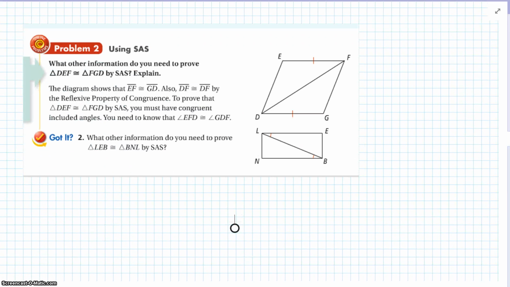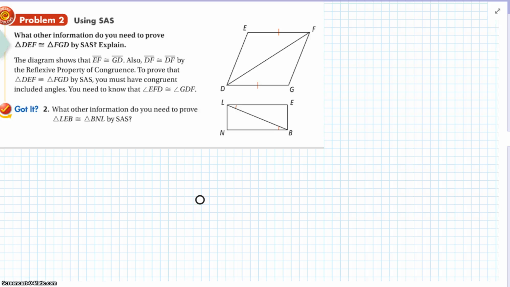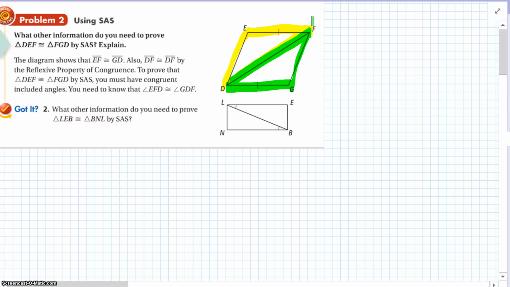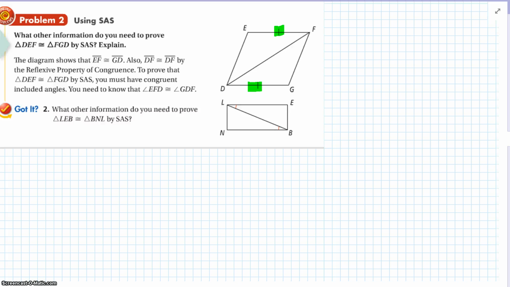So look at this problem. What other information do you need to prove triangle DEF is congruent to FGD? So let's look. Okay, what do we know? The diagram shows EF and GD are congruent. Okay, it shows it by those little marks there. We also know DF is congruent to itself.